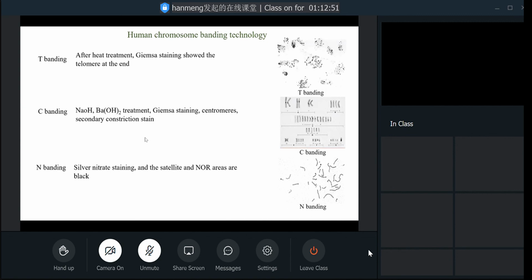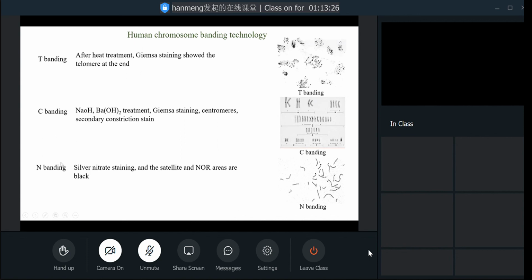So the C band is with the sodium hydroxide treatment, or the barium hydroxide treatment. Then we stain with the Giemsa dye, and the centromere and secondary constriction is stained. Here is the C band. You can see the centromere and some secondary constriction is stained.